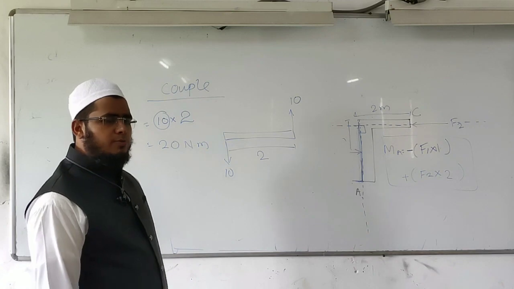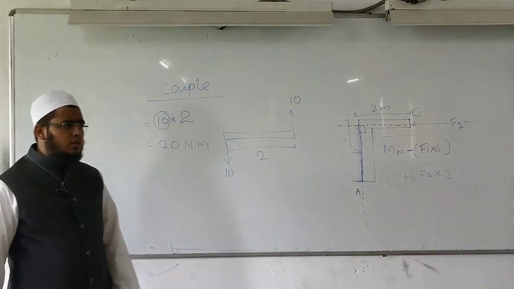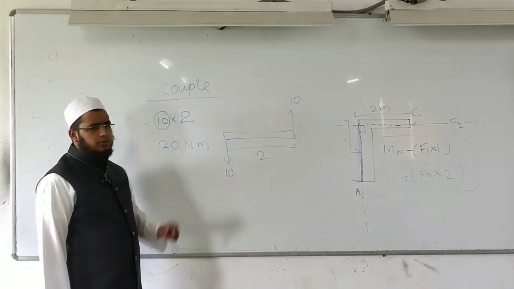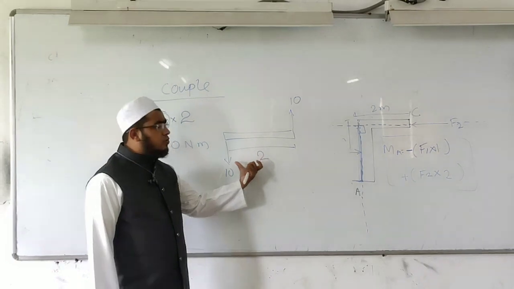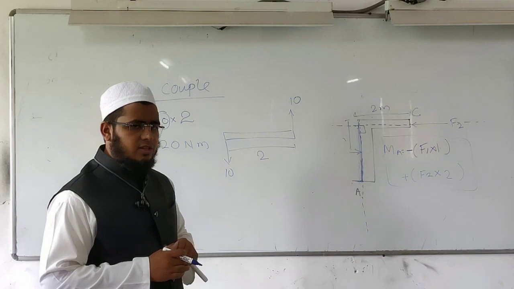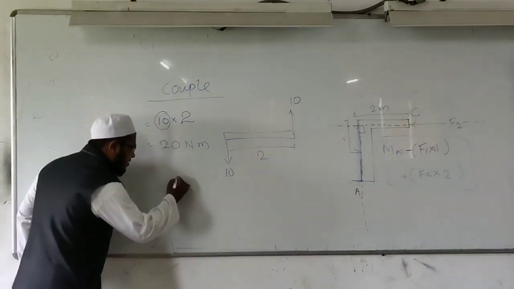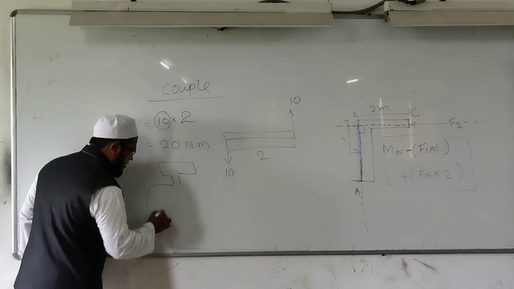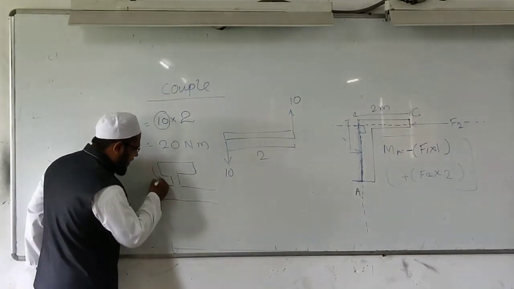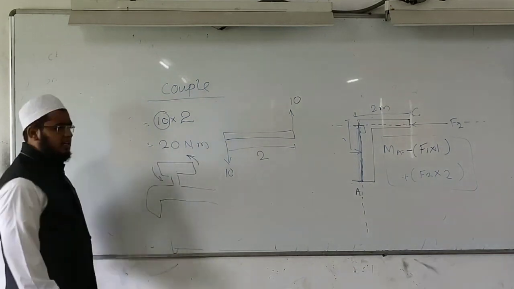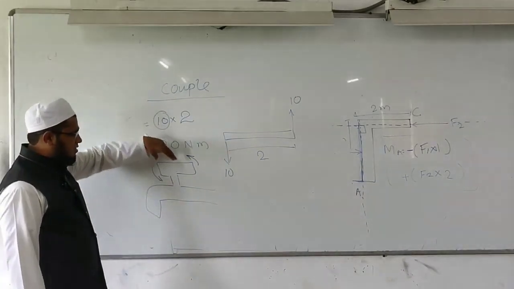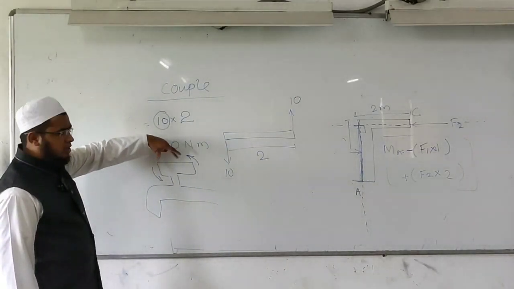Moment is the product of force and perpendicular distance. Force unit is Newton and distance in meter. So 20 Newton meter is the couple. This couple is producing a pure rotational effect. A very good example is a tap. When we are opening and closing this tap, we are applying two equal forces in opposite directions, which rotate it, and this rotation is due to the application of the couple.